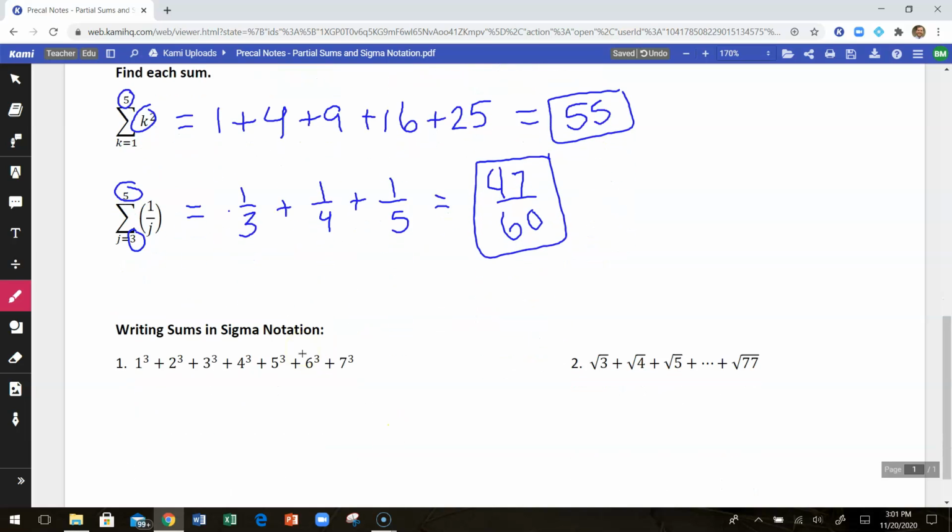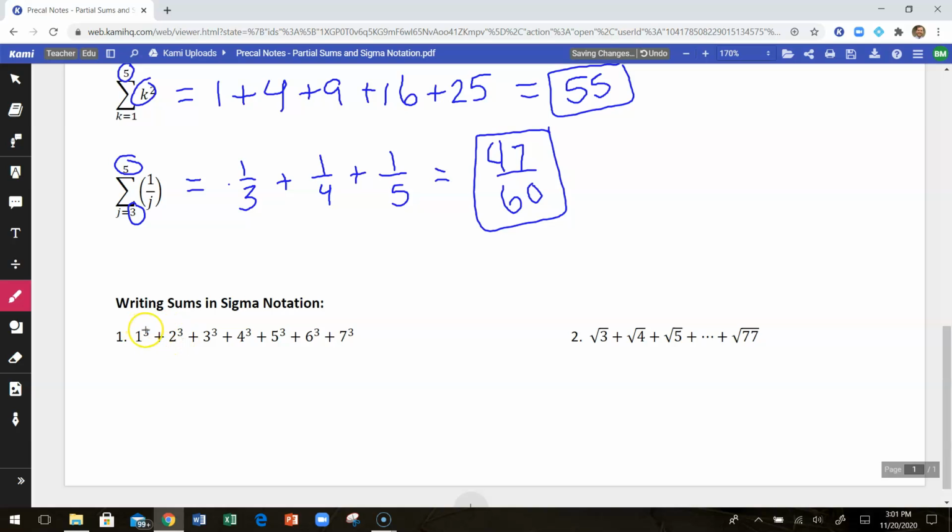Okay. If you have a partial sum written out, can you write the sigma notation for that? That's an important skill to have as well. So I think it's easy to see what the formula is here. It's k to the power 3. I'm going to start with k equals 1, and I end with k equals 7. Now, this one is very easy to see because I actually see 1 cubed plus 2 cubed plus 3 cubed.